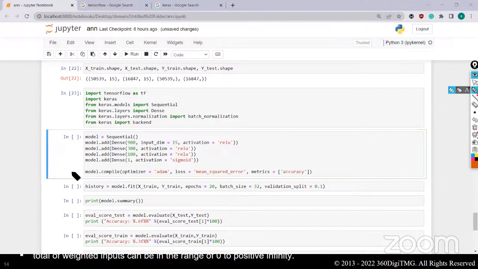Then we compile the model using an optimizer and the loss function. The loss function we are taking is called mean squared error, and the metric we are measuring for is accuracy.